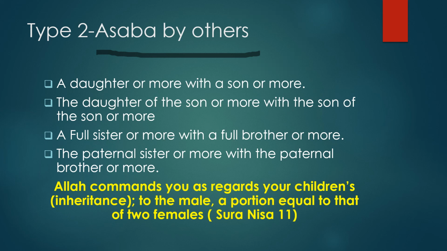A daughter, one daughter or more daughters with a son or more. And the second one is the daughter of the son, one daughter of the son or more daughters of the son with the son of the son, one or more. Third one, a full sister or more with a full brother or more. The paternal sister or more with a paternal brother or more. So what is the speciality here?